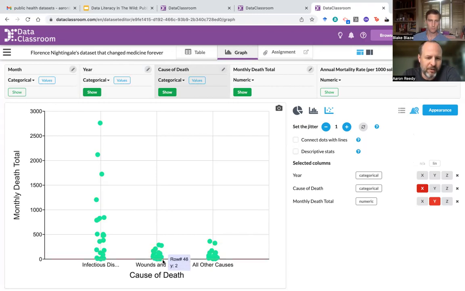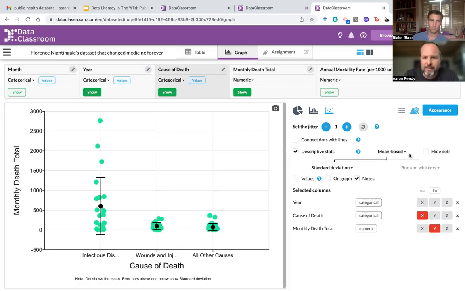Very similar story for wounds and injury as a cause of death. But when we look at infectious disease, we see a lot more variance, going up to just a couple of months with really high totals, where 1,700 deaths, 2,100 deaths, 2,700 deaths. And if we even wanted to describe this in a little bit more mathematical terms, we could describe where the mean is for each group. And here we're looking at mean and standard deviation. The standard deviation also gives us a way to describe variance, and we can see that the variance is much greater from infectious disease as a cause of death.